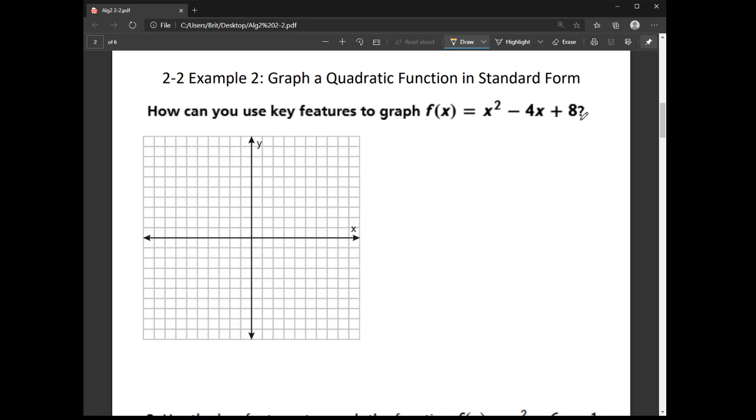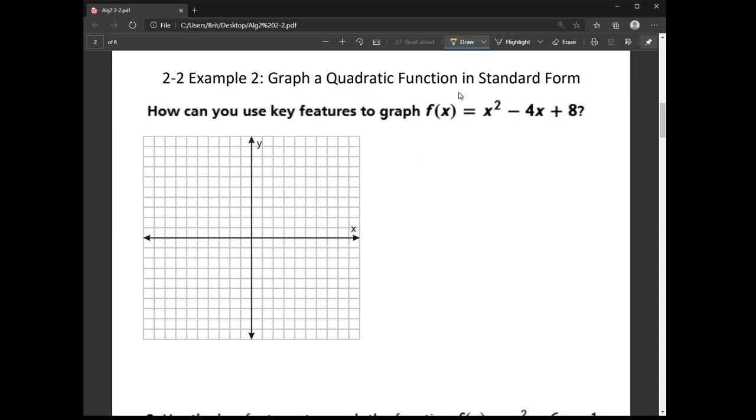In this video, I'm covering example 2 from section 2-2 in the SavvasRealize Algebra 2 textbook. Oh, that's a lot of 2's. So in this example video, we are covering the graphing of a quadratic function in standard form. And so this is asking us to use some of the key features that we might know.